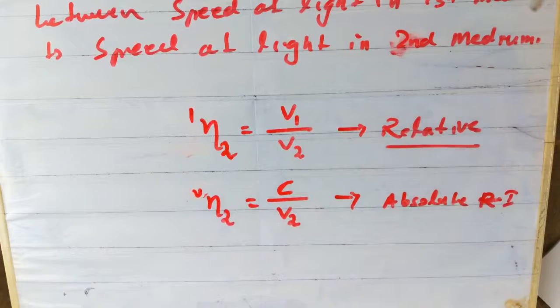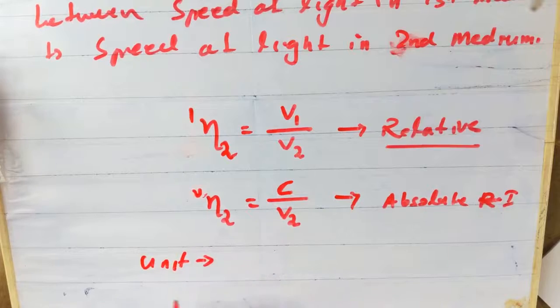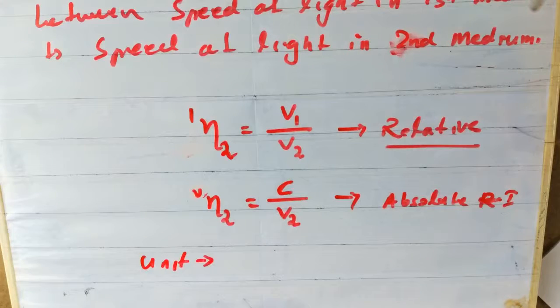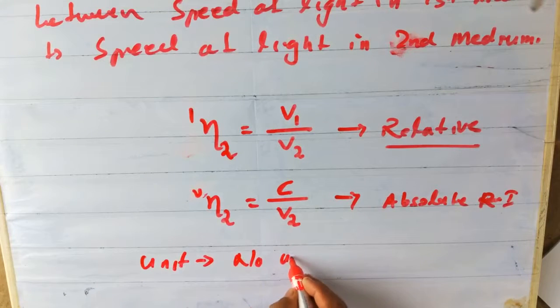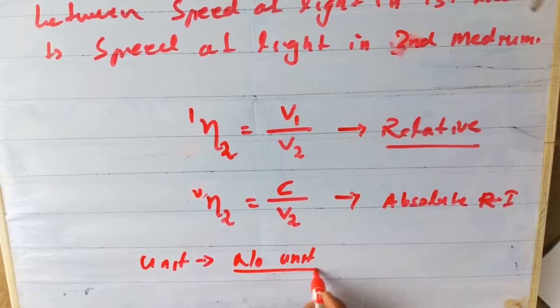So let us go for its unit. What will be its unit? It is the ratio between two speeds, yes or no? So it has no unit. It is a pure ratio of speeds, so no unit. Clear? Okay. Have you copied this? Please copy so that I will erase.